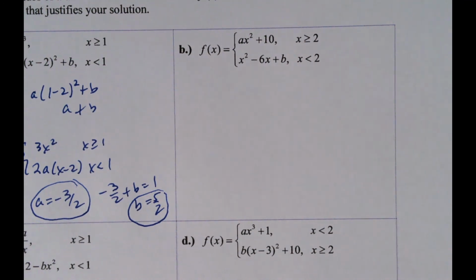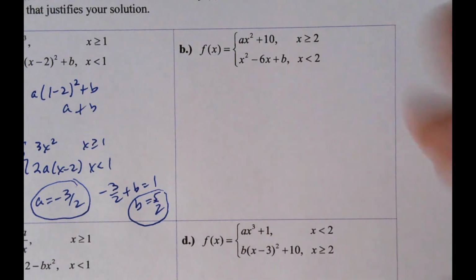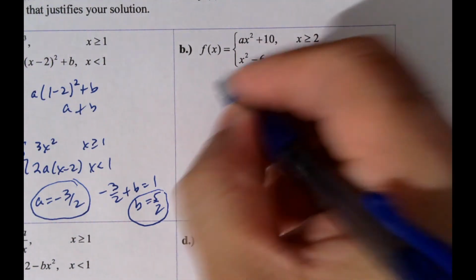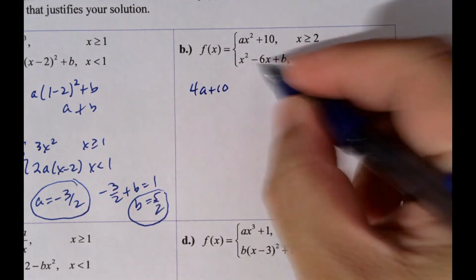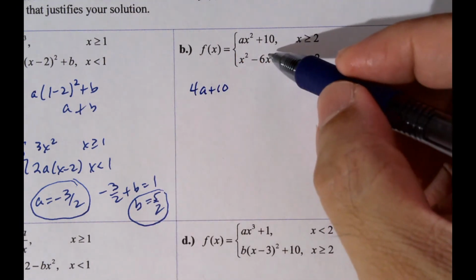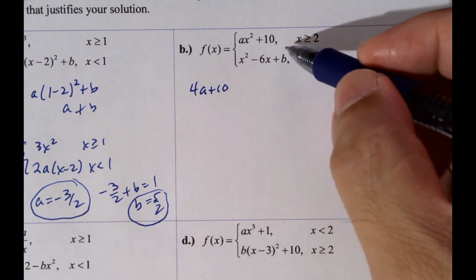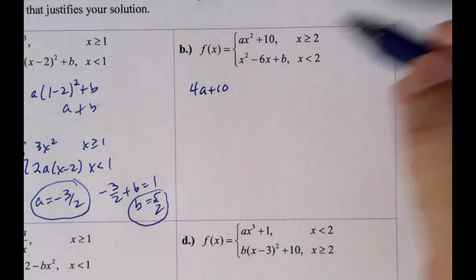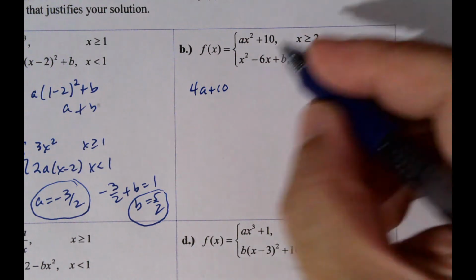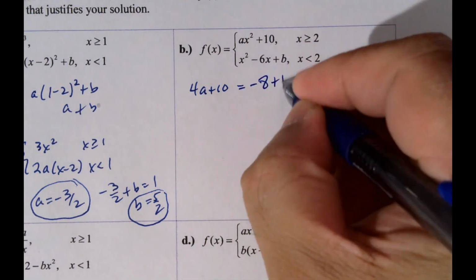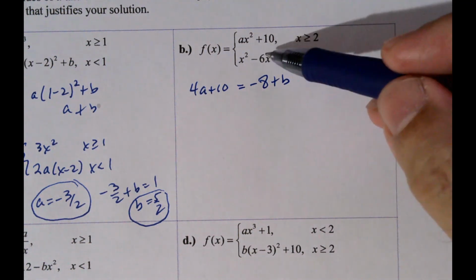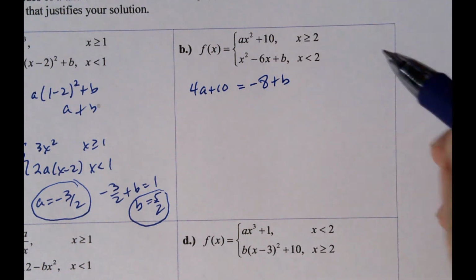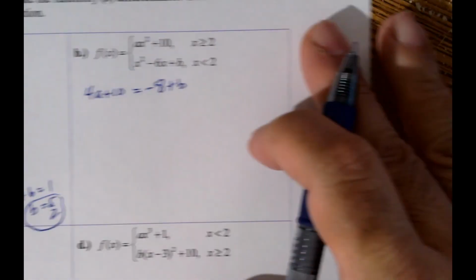Same idea. We're going to plug in the 2, and hopefully I do it in a more organized fashion. Plug in the 2, and I get 4a plus 10. And plug in the 2 there: 4 minus 12 is negative 8, plus b. So it's got to be equal to negative 8 plus b. Let me double check my math here. Yeah, all right. Now let's take the derivative over here.